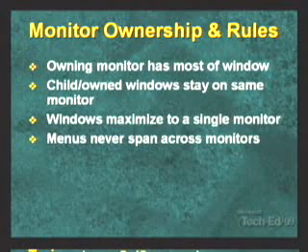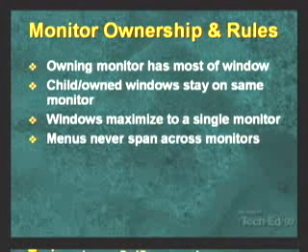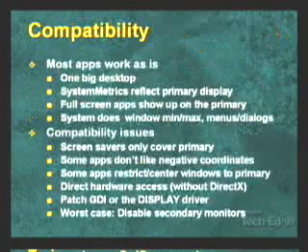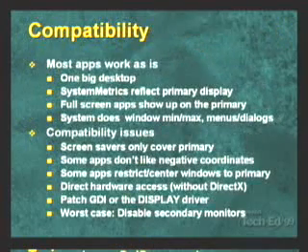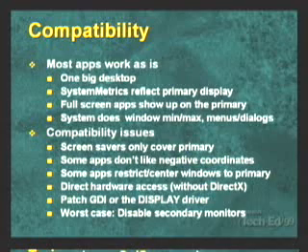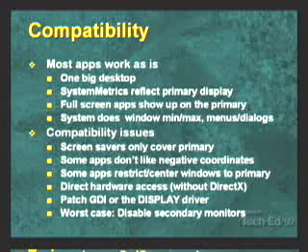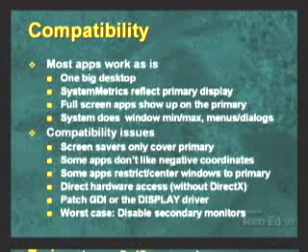So whenever you open a menu, it's going to go on the owning monitor's window. Okay, now, compatibility: most applications work as is. There's nothing to do. They just think there's one big desktop. The system metrics reflect the primary display. So if you're running on the primary display, you're fine. If you're running on a secondary display, you're not so good.